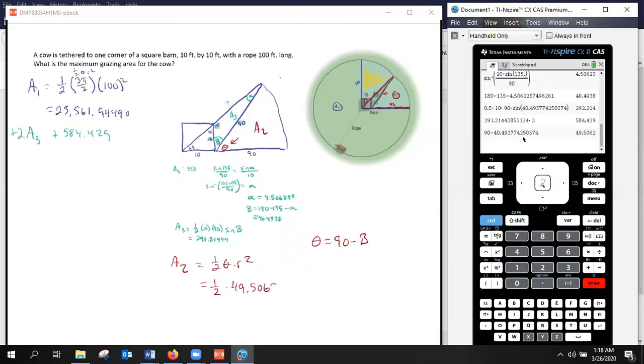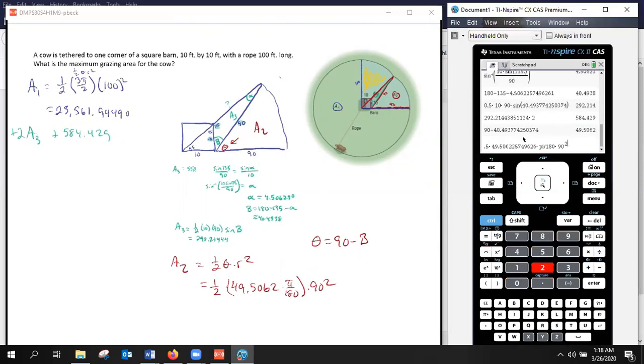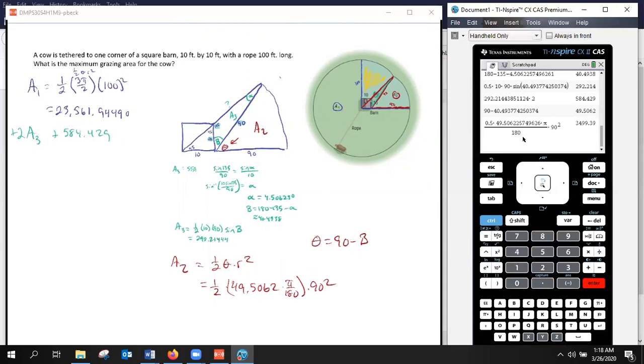Now don't forget that theta has to be in radians, so we multiply it by pi over 180, and then times the radius squared, which is 90 squared. So if I take 0.5 times that angle times pi divided by 180, and then multiply that by 90 squared, I get 3499.39. Let's go ahead and multiply that by 2. And I'm going to need more decimals. So 2 area 2's.